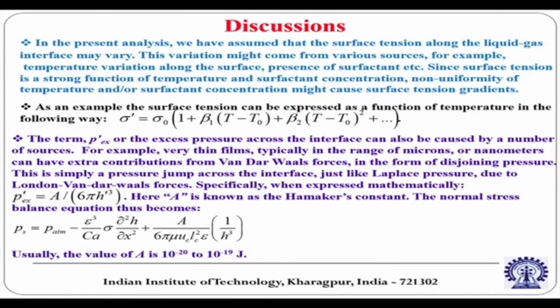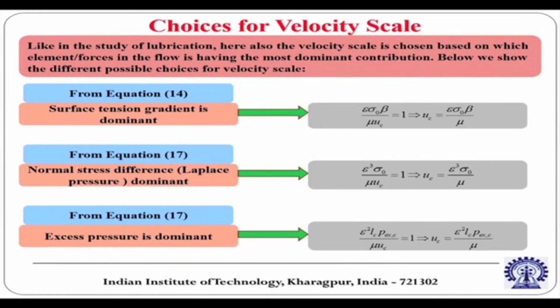6 pi is just a multiplying parameter. This parameter A is known as Hamaker's constant, and it is possible to get the Hamaker's constant for various interactions by considering intermolecular forces, and therefore the normal stress balance. So in a dimensionless form it will look like this if you are considering this excess pressure. In many problems in microfluidics and nanofluidics this excess pressure term is very important.